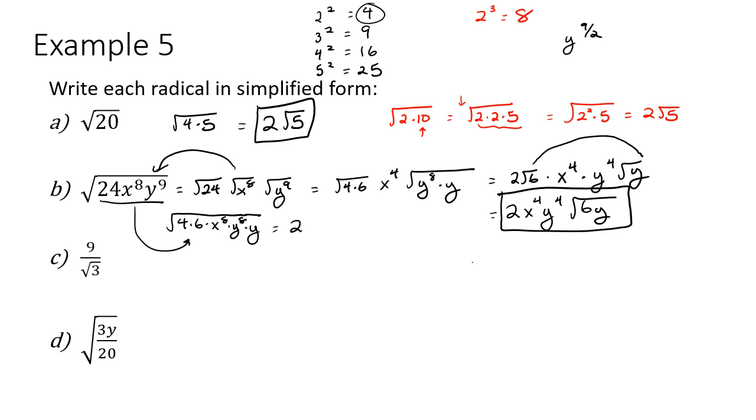Square root of 4 is 2. Square root of x to the 8th is x to the 4th. Square root of y to the 8th is y to the 4th. And then everything else, the 6 and the y, is still left inside. And so that's kind of a shortcut way of thinking about the problem.